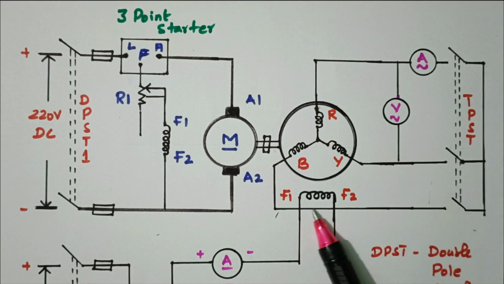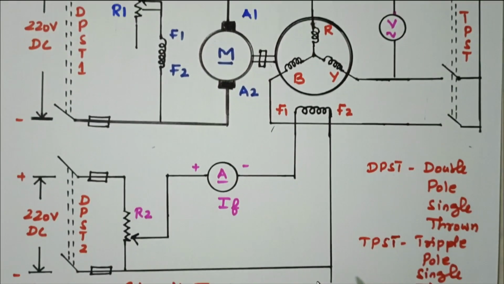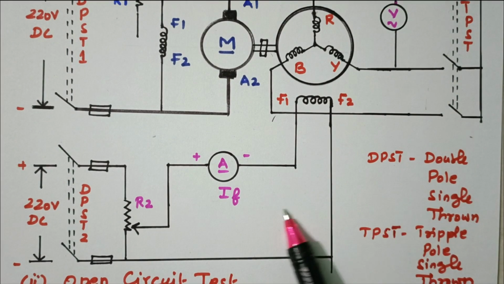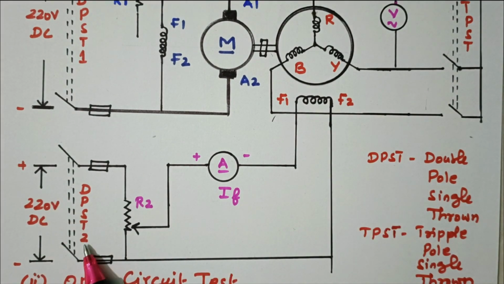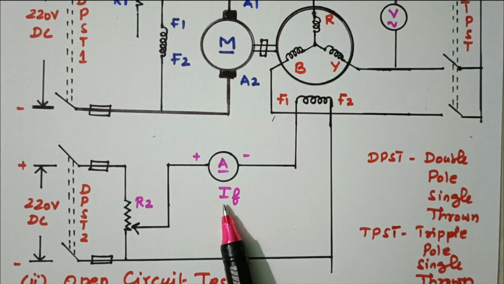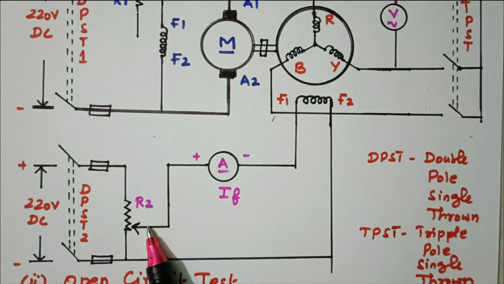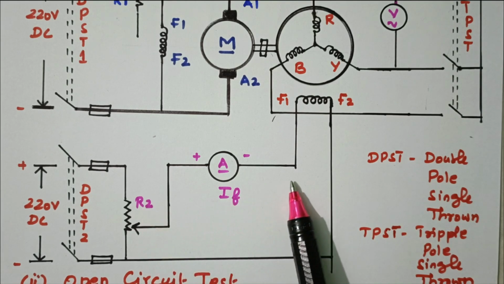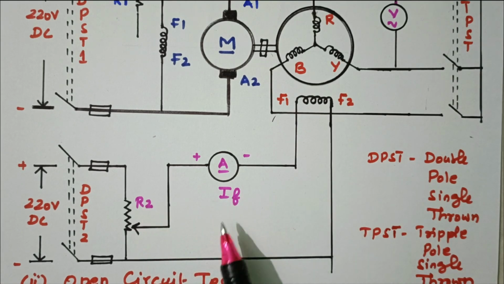The field is available. This field is excited by a separate DC supply. So this field is connected with 220 volt DC supply through the DPST switch, DPST switch 2, the second switch. Then the current flowing through this field winding can be controlled by the rheostat, which is mentioned as R2. So this is the field current. By using this ammeter we can measure the field current. By adjusting the resistor R2 we can control the current flowing through the field winding, IF.